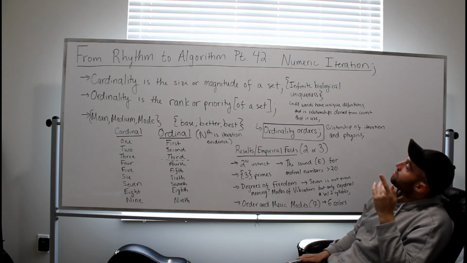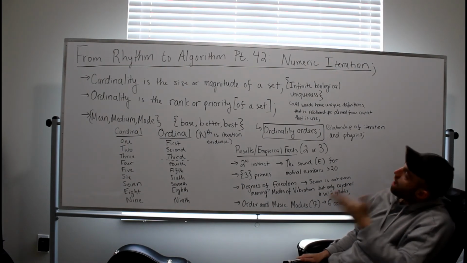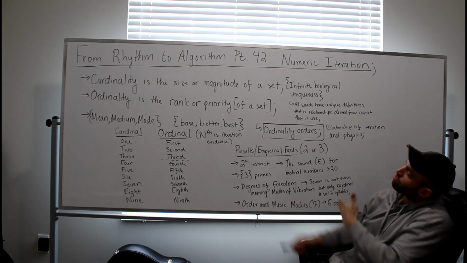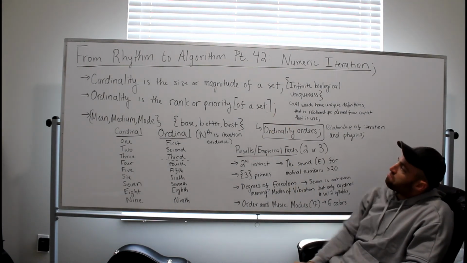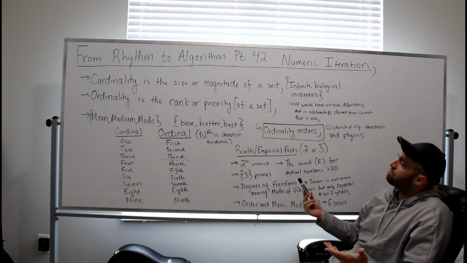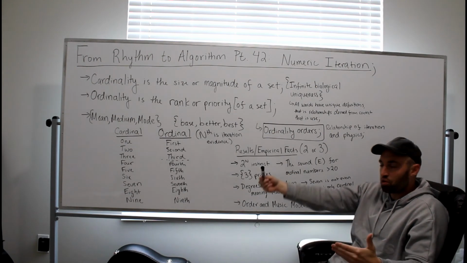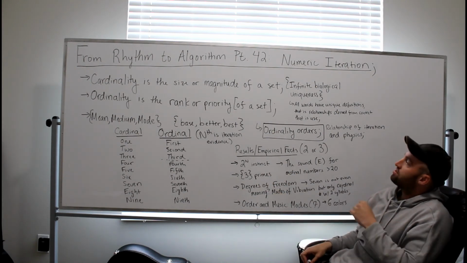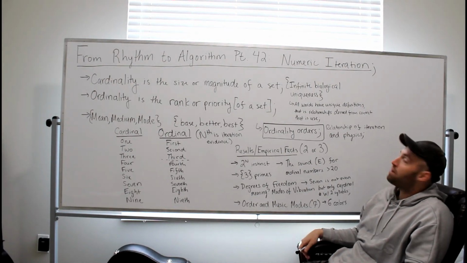And now, actually I want to end with this, right? From rhythm to algorithm. An algorithm is a function or is related to ordinality, a set procedure to do something. Rhythm is also ordinal, but algorithm is certainly ordinal. What do you do first? What do you do second? What do you do third? So that's what I have for episode 42, numeric iteration.